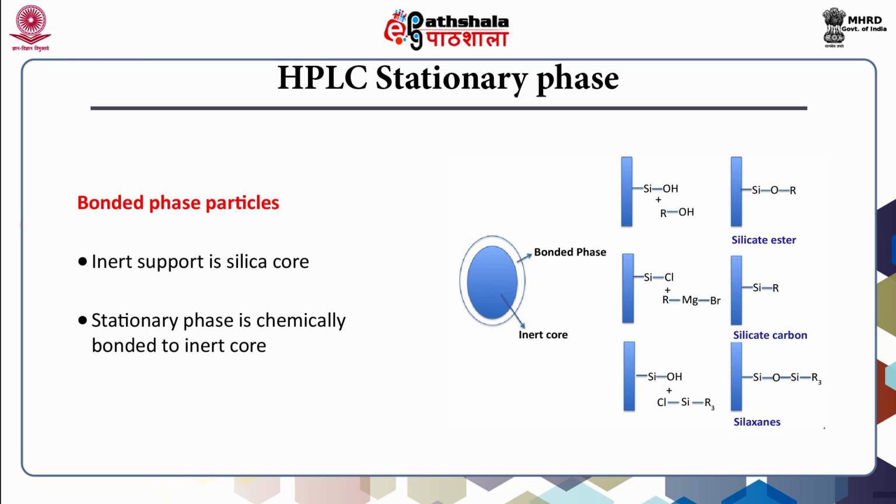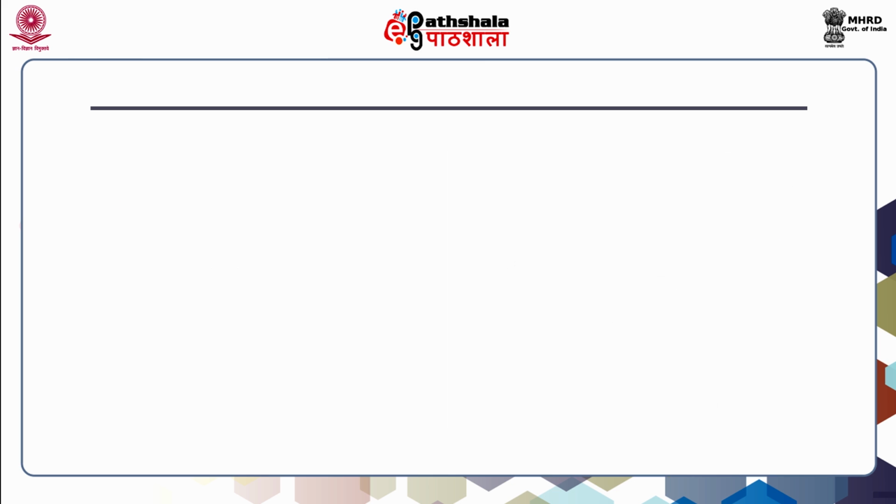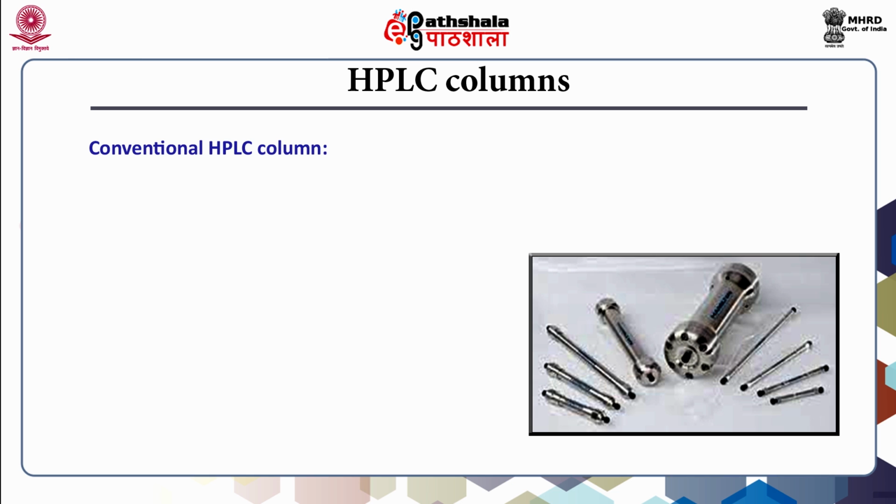So, let us see the formats of the HPLC columns in the coming slides. In the next slide, we will start with the conventional HPLC columns. Basically, the HPLC columns are those structures that can hold a stationary phase. There are majorly 3 kinds of columns: the conventional HPLC columns, capillary columns, and nanobore columns. Let us discuss one after another. The first one is the conventional HPLC columns.